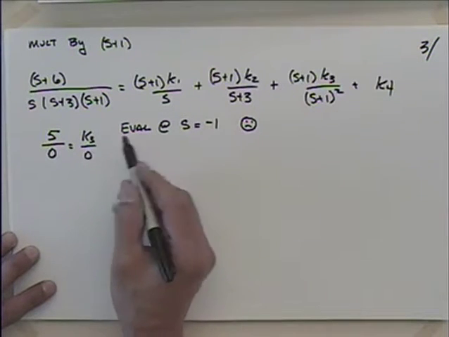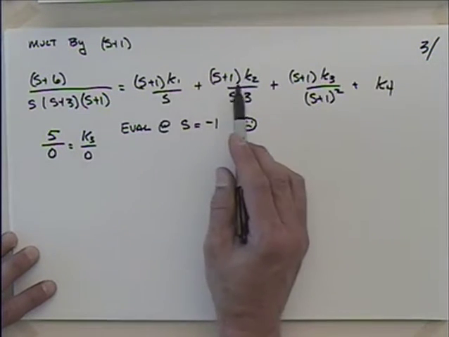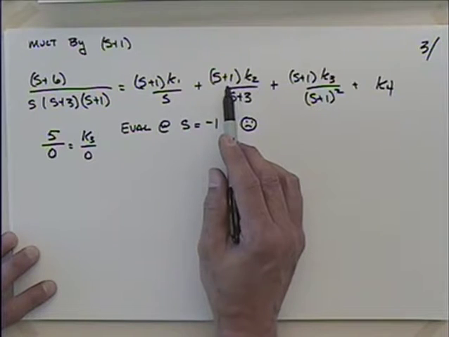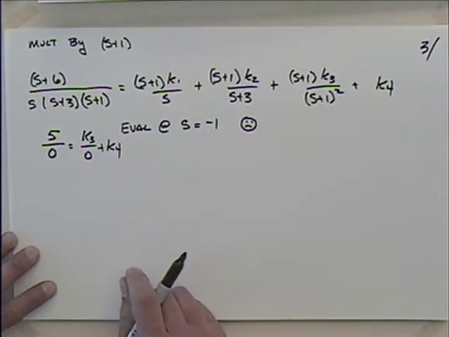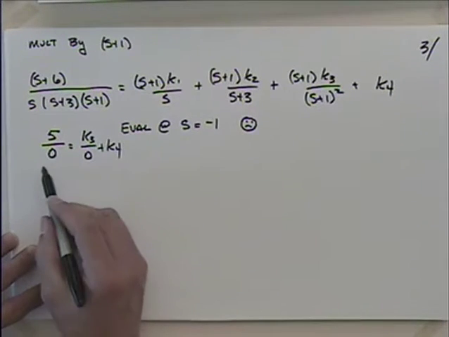Yeah, we'll get there in a second. I think I did do this. Let's see, this would be 0, that would be 0. I've got k3 over 0 plus k4, don't I? Which still is a problem, I think.